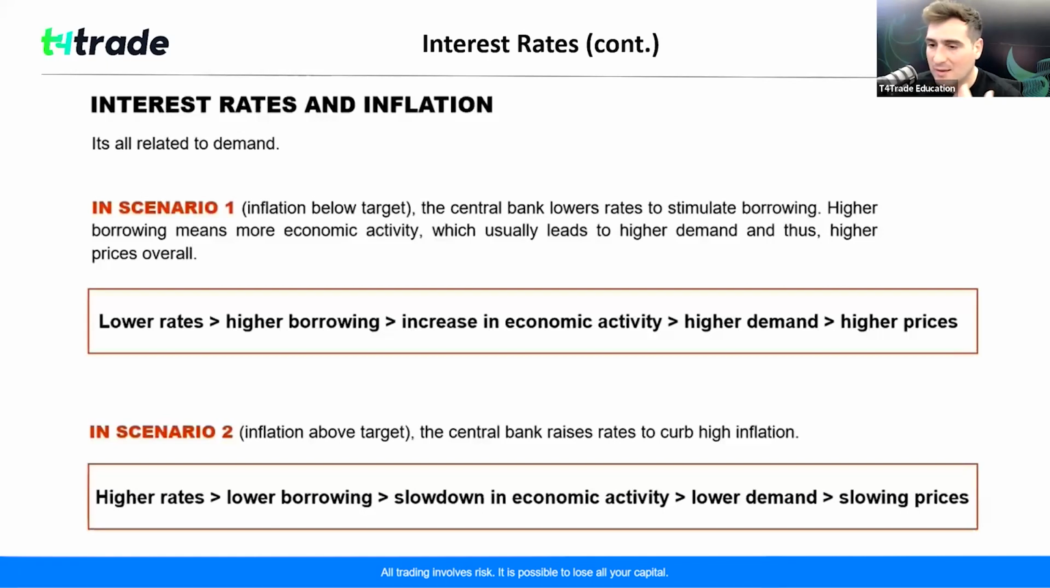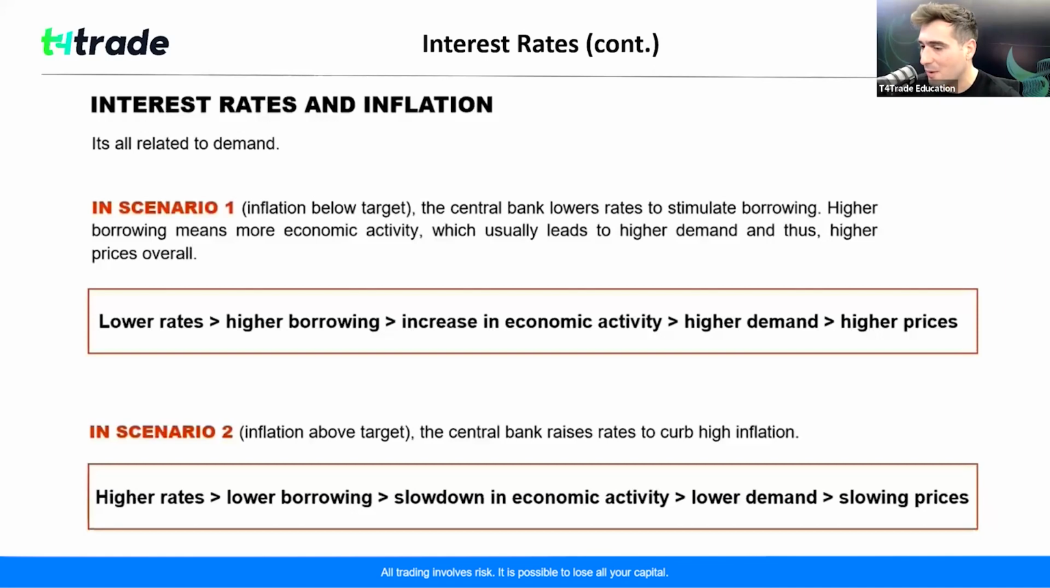Okay, so in the second scenario where we have inflation above target, as I just mentioned, what we have seen over the past year and a half, central banks tend to raise rates in order to squash inflationary pressures and bring them back into control. So assume, for example, that an economy has a 6% inflation rate that is certainly above the 2% target.